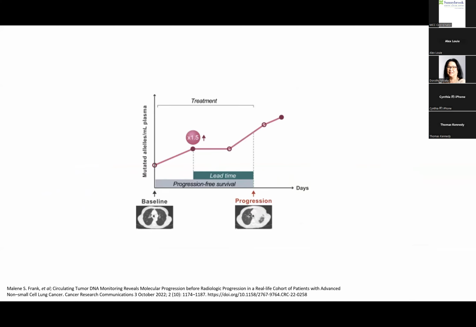Looking at the time between detection of disease and radiographic detection, we can see here that the progression-free survival is measured from baseline to radiographic progression, with a lead time from the point at which the ctDNA rose. They defined a significant increase in ctDNA as the point at which the 95% confidence interval between two subsequent measurements did not overlap.